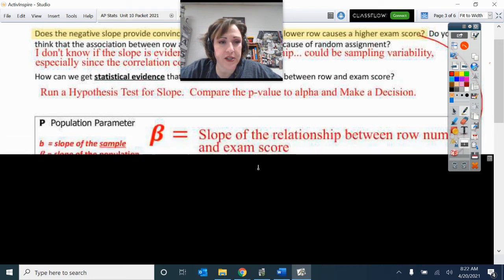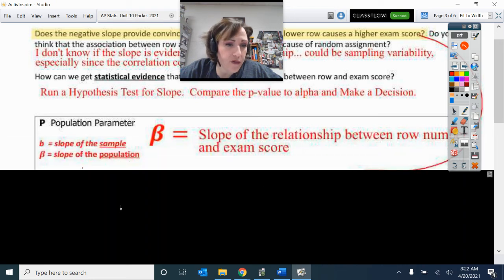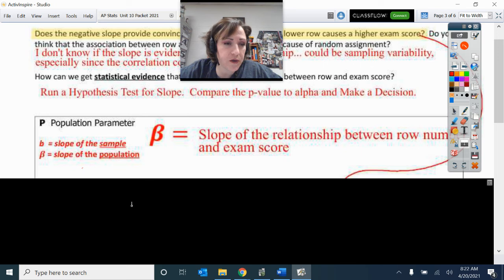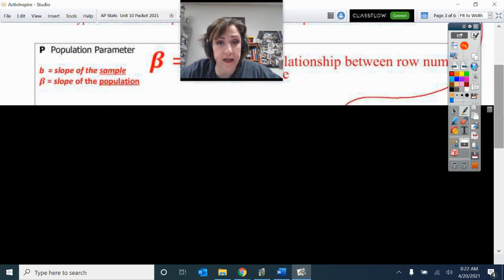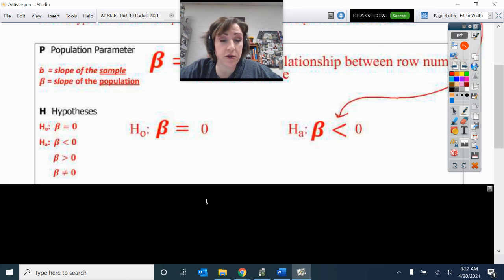All right. Here's our population parameter. Now, I wrote over here some little hints for you also. See, look, the little b is the slope of the sample. The beta is the slope of the population. So beta is the slope of the relationship between row number and exam score. Always start it with the words "the slope of the relationship between," and then identify x and y. The null hypothesis would be no slope right here.